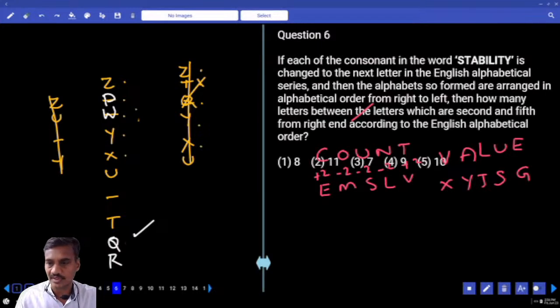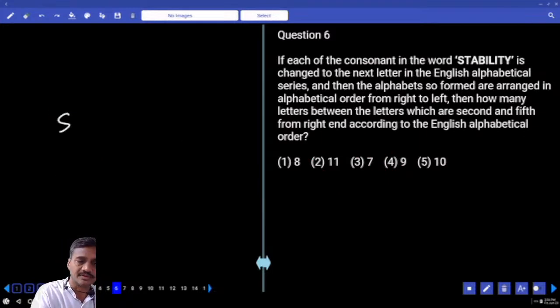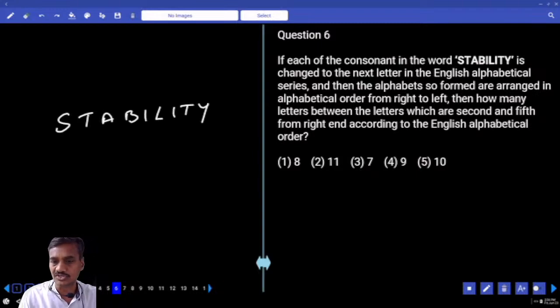Then the sixth one. Now in this question number 6, what is the word we have? Stability. S-T-A-B-I-L-I-T-Y. Now in this word stability, each consonant is changed to the next letter, and each of the vowels is changed to the next letter in English alphabetical series. And the alphabets are arranged from right to left. Then how many letters are between the letters which are second and the fifth from the right end?